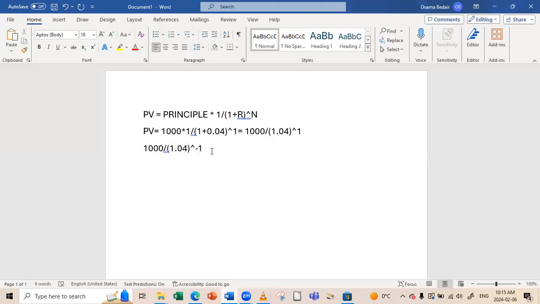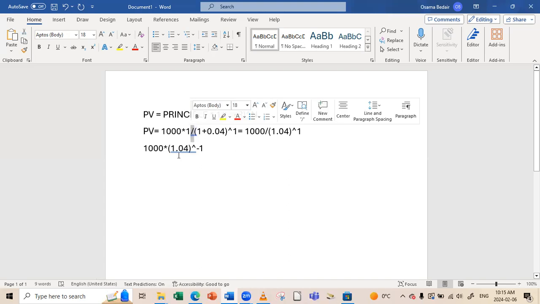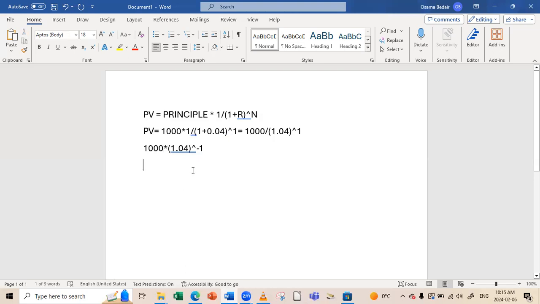Same thing here, but here it will be an asterisk, because this is multiplied. Here it was division. For that reason, the power was positive, because there was division. But when I change it into minus, it is because I multiply by the same amount. So the same 1,000 divided by 1.04 power 1 is division, but when I want to convert this division into multiplication, it will be power minus 1.